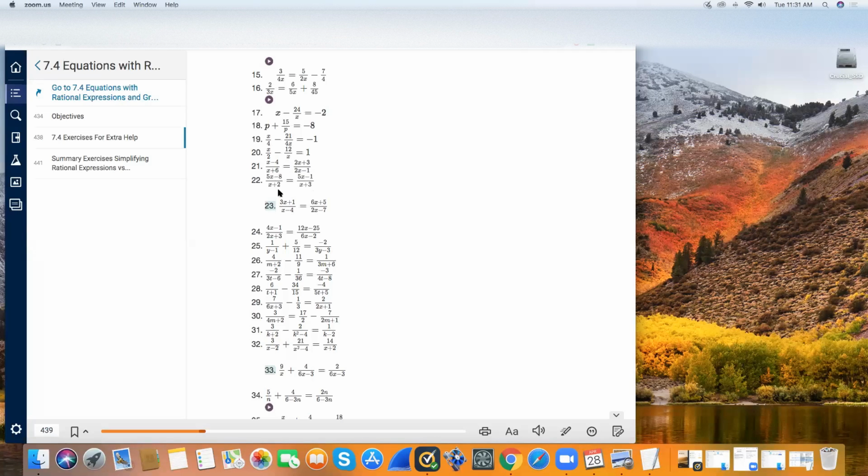What do you think we can do here with this one, with 22? You cross multiply. That's right. So if you have only 2 fractions, you can just cross multiply. You don't have to find the LCD. You can still do the LCD like here if you want, but it's probably easier to just go ahead and cross multiply. Let me open the whiteboard and we're going to go over 22.